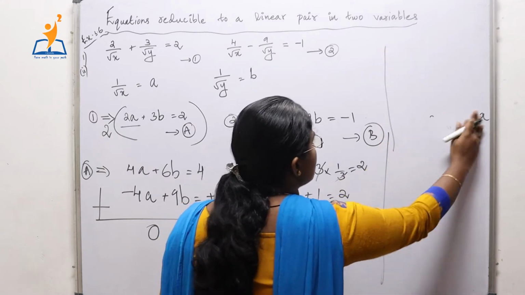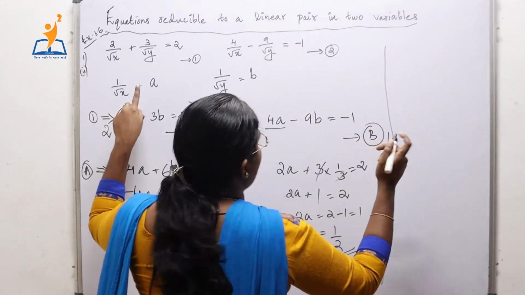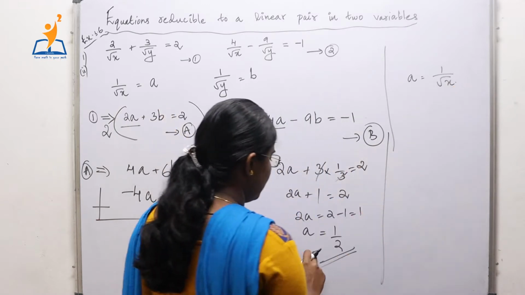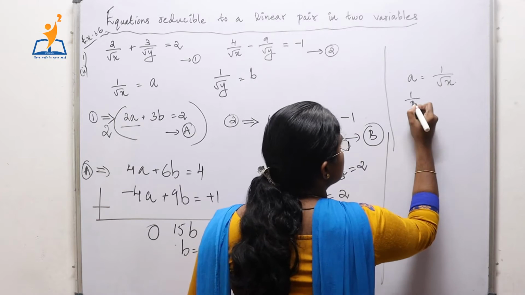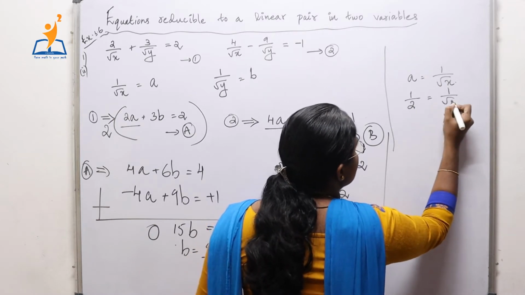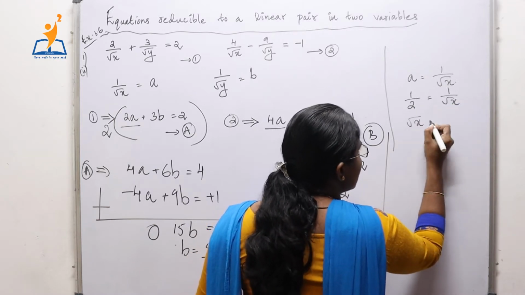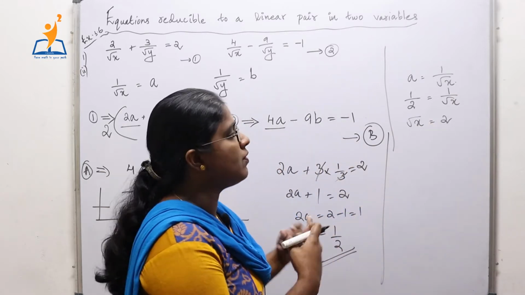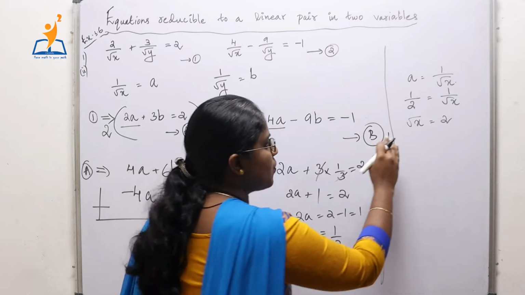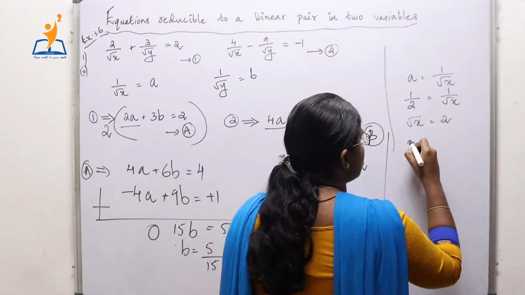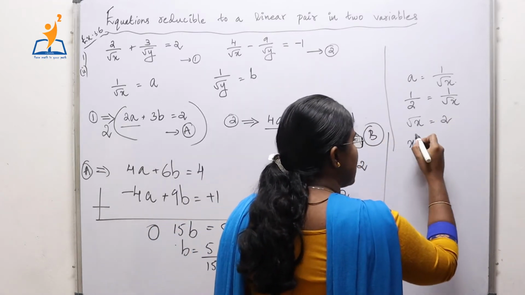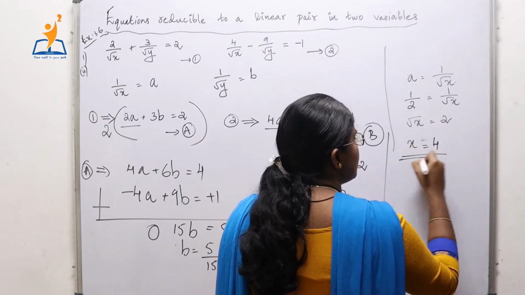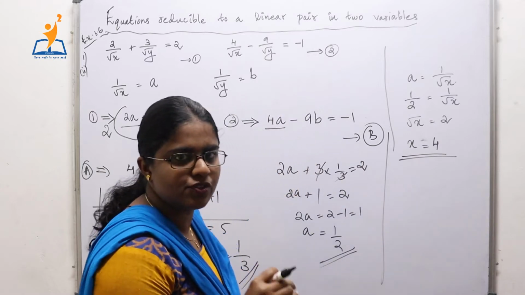Now what is a? a is equal to 1 by root x, and we have a is equal to 1 by 2. So 1 by 2 is equal to 1 by root x, which means root x is equal to 2. If root x is equal to 2, what will be the value of x? Let's square this equation throughout. So we will get root x into root x as x and 2 into 2 as 4. So we got x is equal to 4.